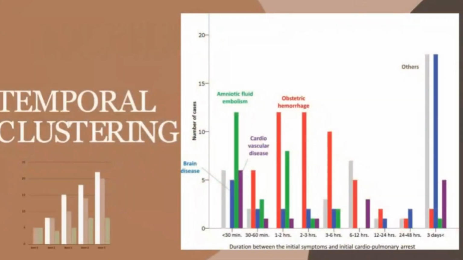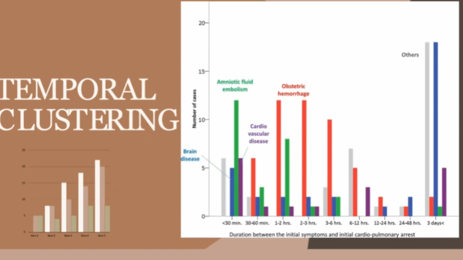So here are examples of clustering. First one, this is an example of temporal clustering, in which it is related to time. This is the pregnancy mortality rate of women. So during pregnancy, this happens between the initial symptoms and the initial cardiopulmonary arrest in pregnancy, in which there are a number of cases that signify which type of symptoms occurs in women during the progress in time.